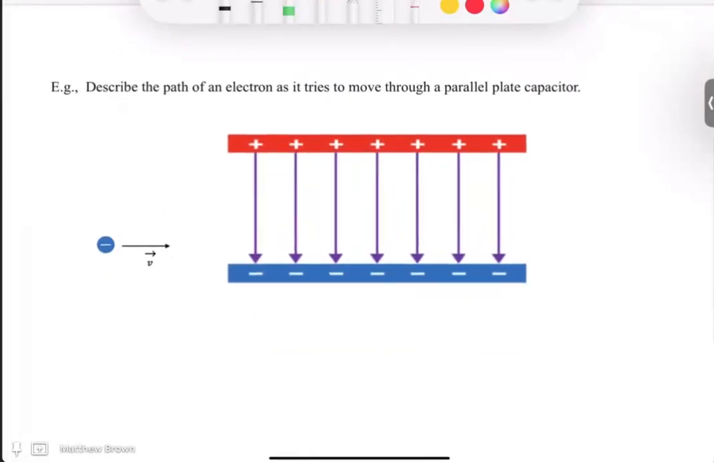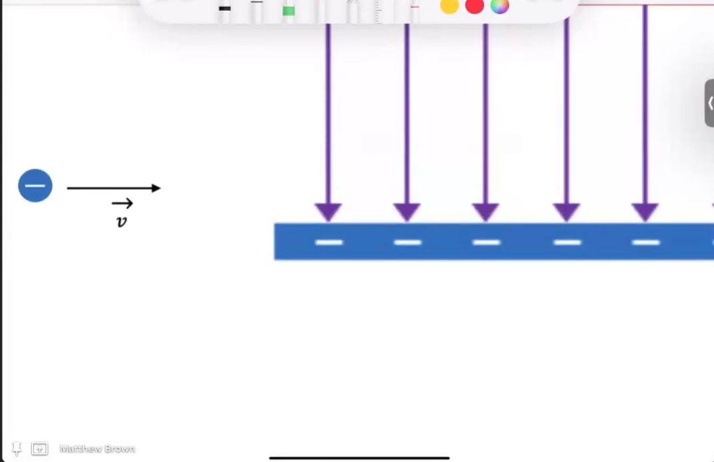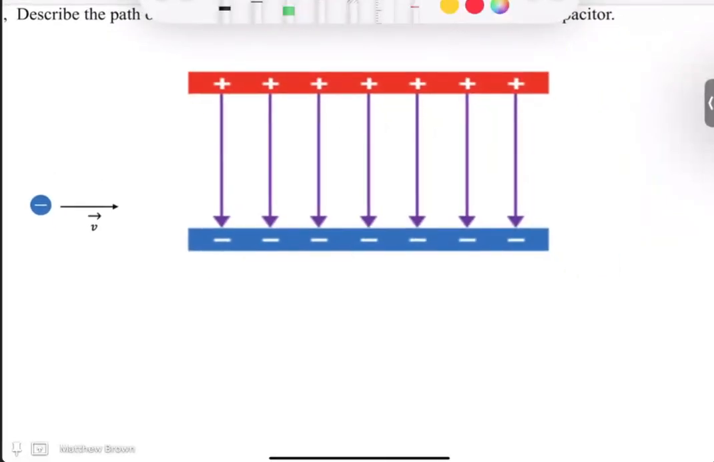So here is an example. Describe the path of an electron as it tries to move through a parallel plate capacitor. So the particle is shown, the electron, and its initial velocity, which you could call V1 if you wanted to. We want to look at what happens, so we'll let it get to this point here, inside the plates.